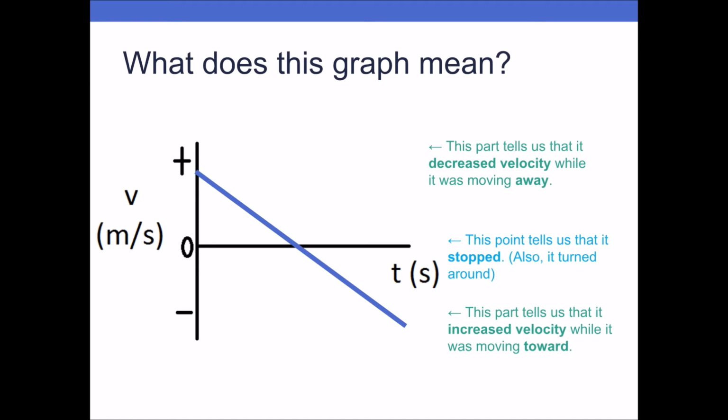At the x-axis, as it crosses 0, this point tells us that the velocity is 0, or the object is stopped. And then as the velocity enters the negative region, it becomes moving towards the origin and is accelerating in the negative direction.